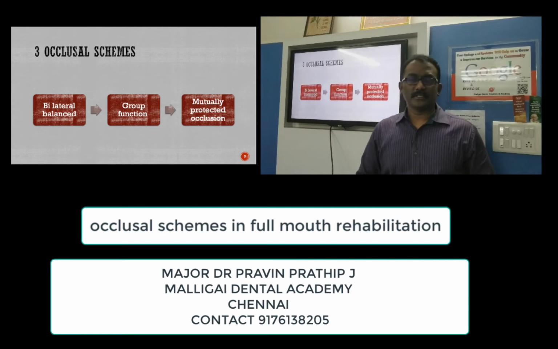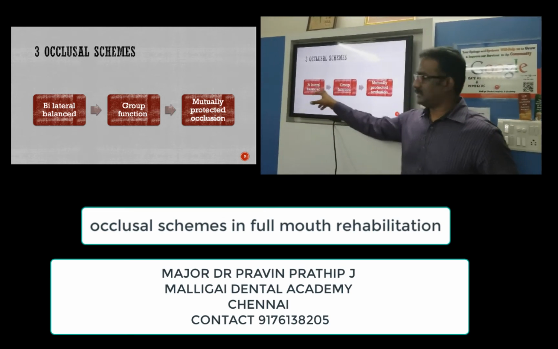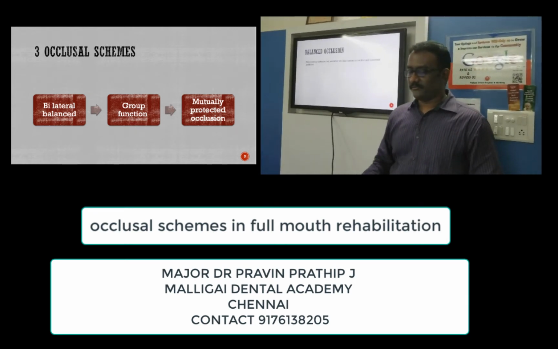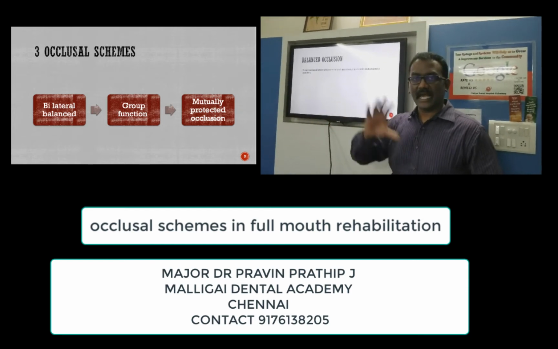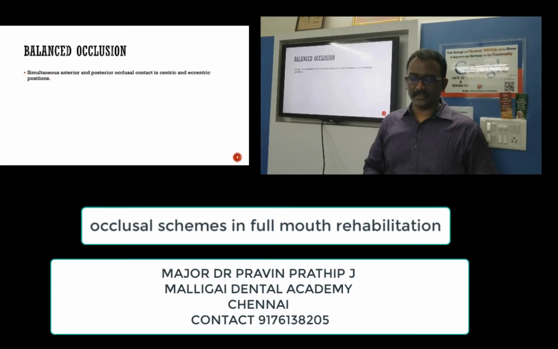In an implant process, we have three types of occlusal scheme. One is bilateral balance, the second is group function, and third is mutually protected occlusion. So if you see what is balanced occlusion. In balanced occlusion, simultaneous anterior and posterior occlusal contact in centric and eccentric position.